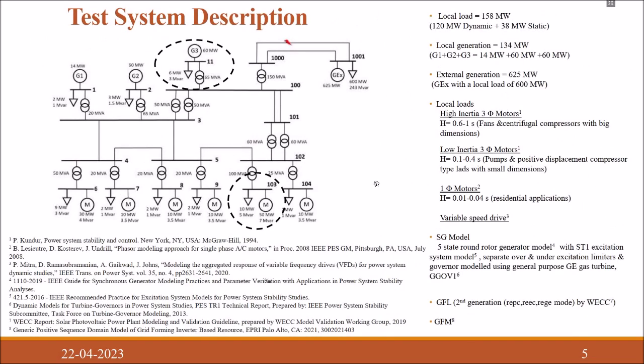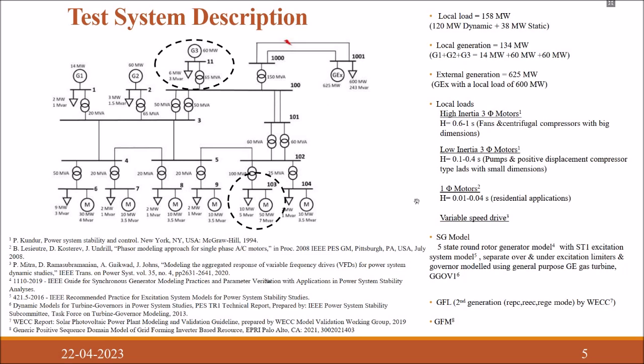Now let's come to the test system description. In this test case, the system has local loads, local generation, and external generation, and there are two types of local loads, dynamic as well as static. The total local load is about 158 megawatt, and local generation is about 134 megawatt. We have three generators, G1, G2 and G3, of 14, 60 and 60 megawatt capacity. The external generation is about 625 megawatt with a local generation of 600 megawatt of its own.